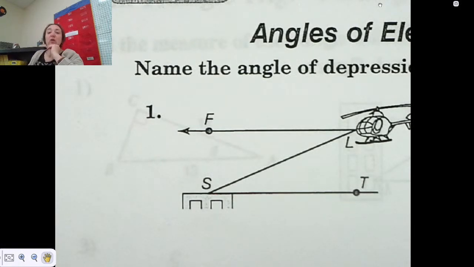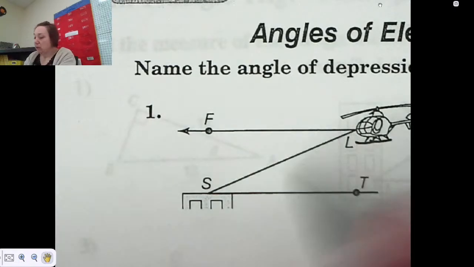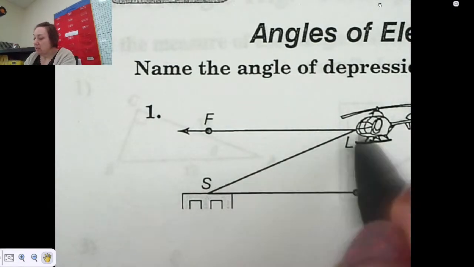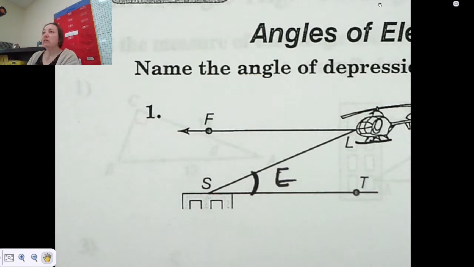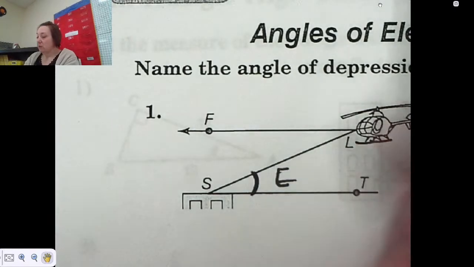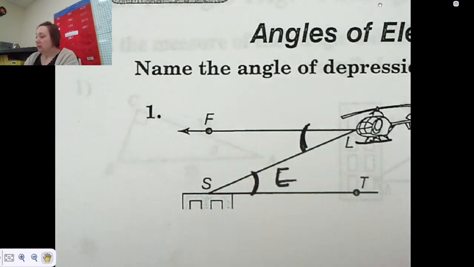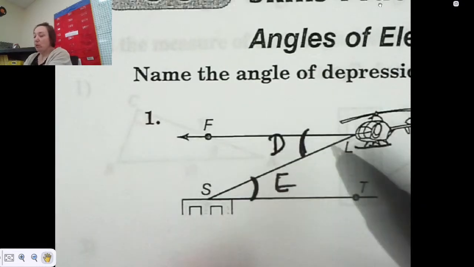So what would be our angle of elevation in this diagram? TSL, right here. TSL, this guy right here. That's our angle of elevation. I'm going to put an E there to stand for elevation. What would be our angle of depression? FLS. That would be this angle right here, right? That's our angle of depression. And what do we know about those two angles?